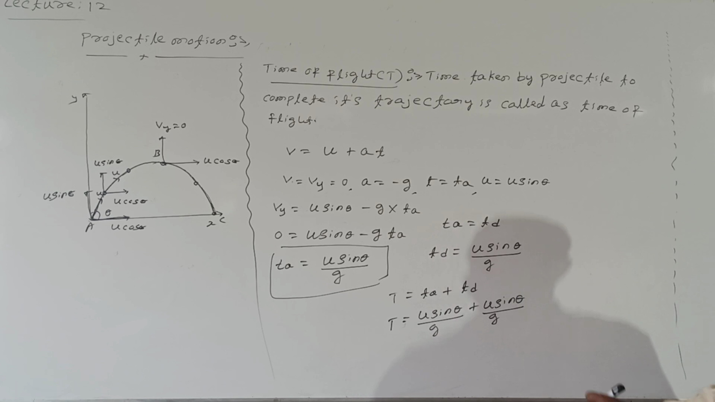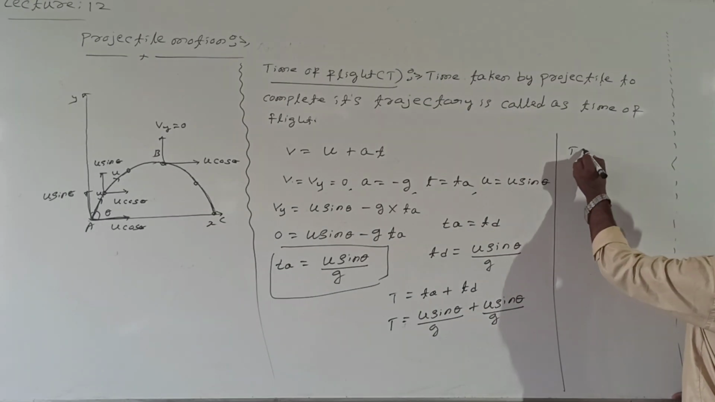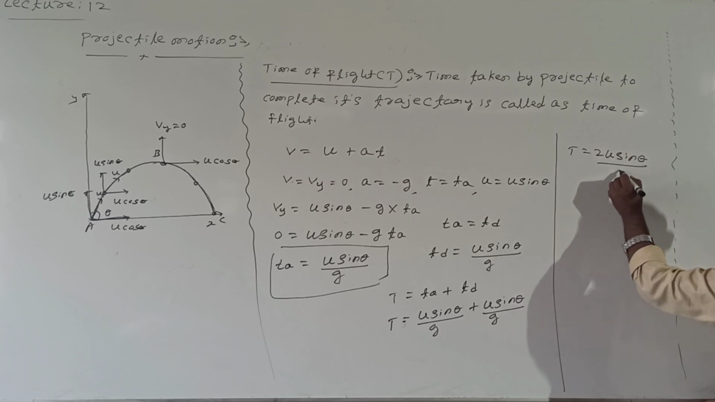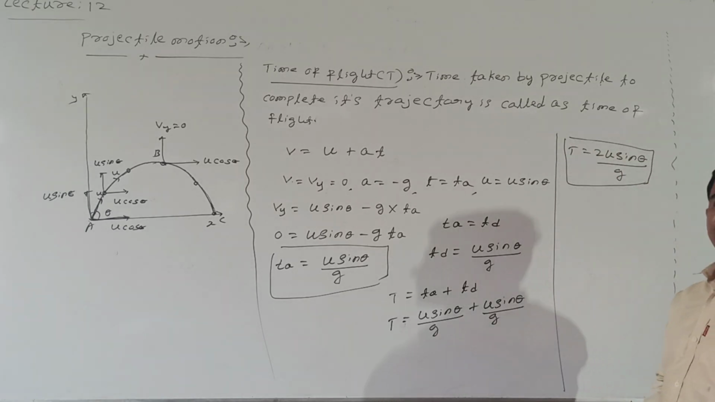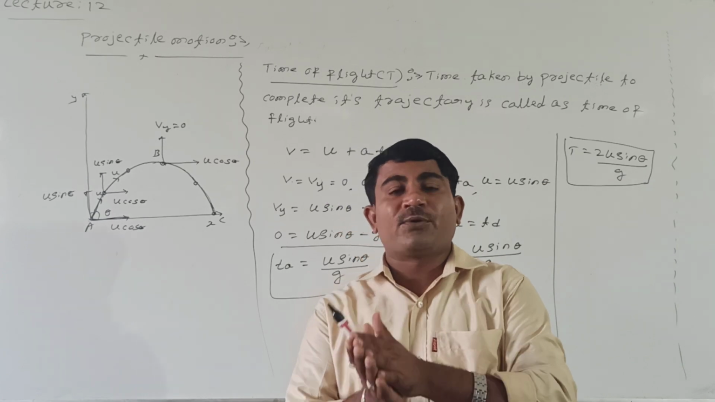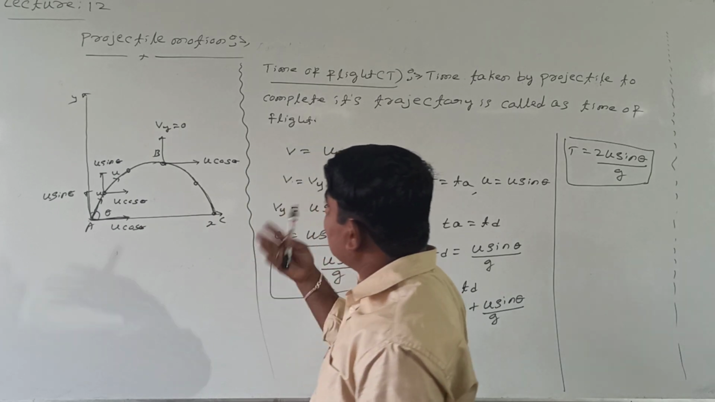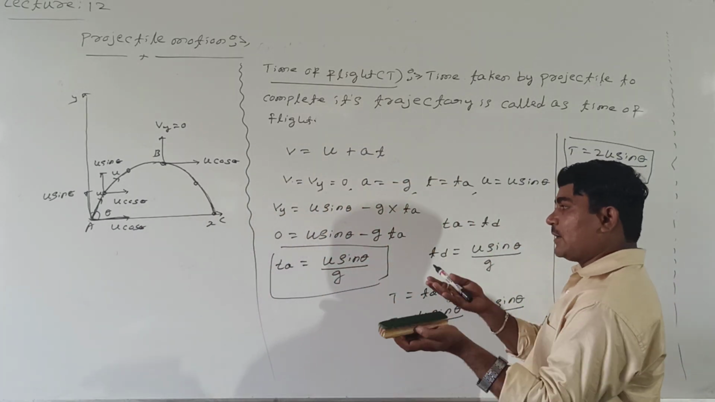Then finally what is the time of flight here? The time of flight, T, equals 2u sin theta divided by g. This we are calling time of flight. Right students? Time of flight means time taken by the projectile to complete its trajectory. But the time of flight can also be obtained in an alternative manner. Shall I tell how?